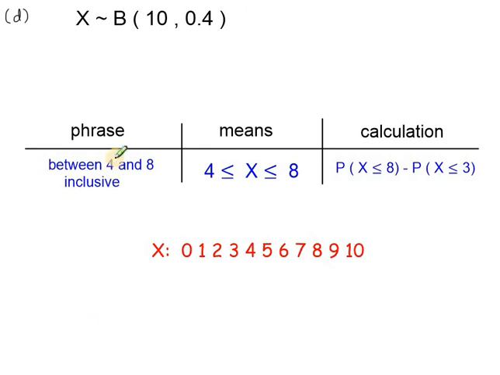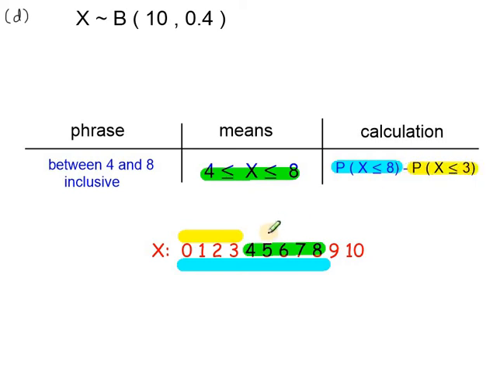Part D, between 4 and 8 inclusive. The inclusive means we want the 4 and we want the 8 as well. So we're after these probabilities. Now if we do P(X less than or equal to 8), that includes every probability from 0 all the way up to and including 8. So I'm just going to highlight underneath. It includes all of these. Now we don't want all of these. We need to get rid of the 0, 1, 2 and 3. So we subtract this region off. And what you're left with is the section in green, which is what we're after.